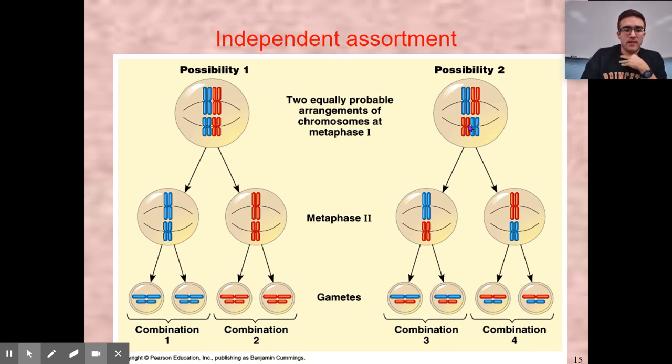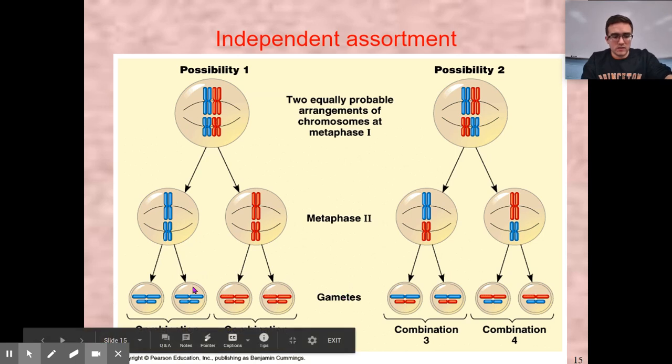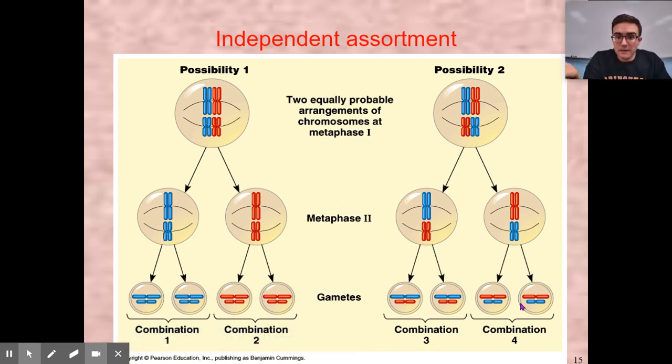Because of that, when we go through metaphase 2 and run through the rest of the process, in the end for the gametes we have 4 different combinations that are each equally probable. You have a 25% chance of each of these happening. So that's this independent assortment idea, and we're going to see this again at play when we talk about Mendelian genetics and the Punnett squares.